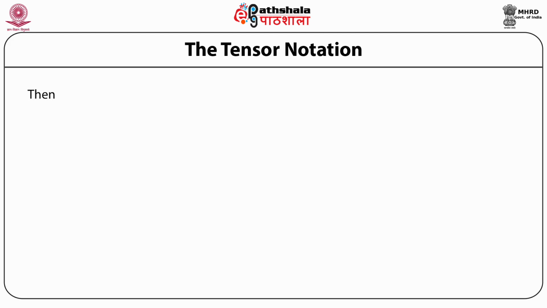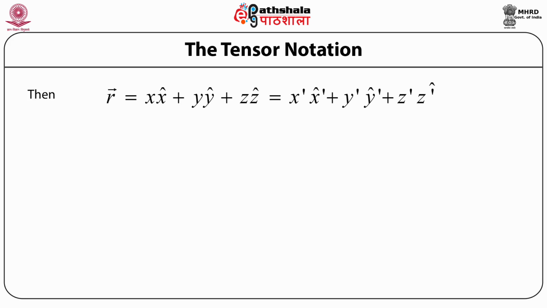Now, if we want to express the position vector r in terms of the tensor notations, where the position vector r as defined in the coordinate system having axes x, y and z is given by r equal to x times unit vector x plus y times unit vector y plus z times unit vector z.